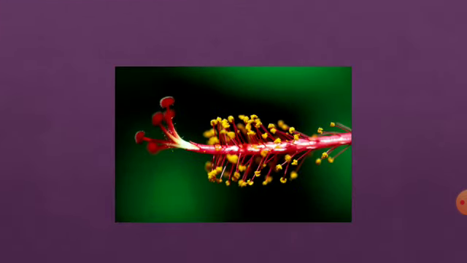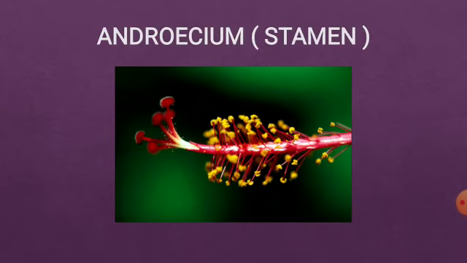Now, students, look at the center of this flower. You will be able to see very small, slender, filament-like structures and feel dusty powder on it. These are stamens, which together make up the male reproductive part of the flower called androecium. Androecium is the male reproductive part of the flower.